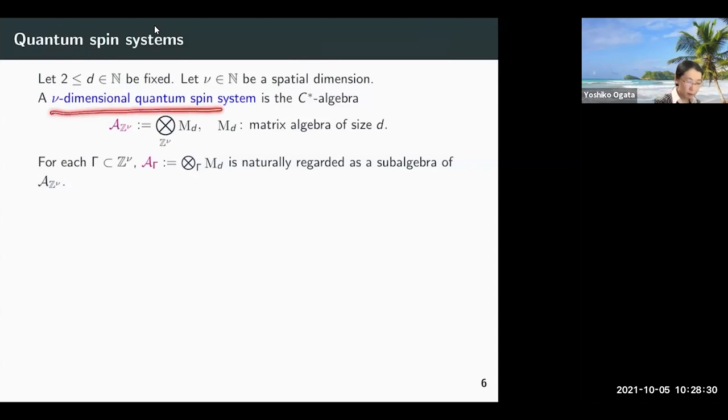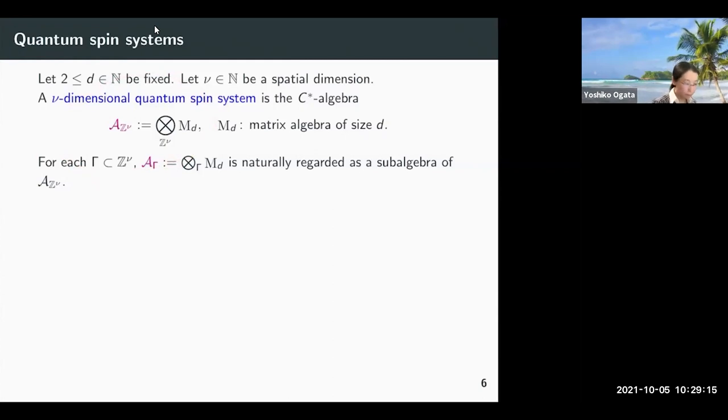A d-dimensional quantum spin system is a system algebra, which is given as an infinite tensor product of D by D matrices, like this. We take the infinite tensor product of D by D matrices along the d-dimensional lattice. And for each Gamma in a subset of the d-dimensional lattice, we can do the same thing, namely tensor D by D matrices along this Gamma and obtain some algebra A Gamma. And this A Gamma is naturally regarded as a subalgebra of our d-dimensional quantum spin system.